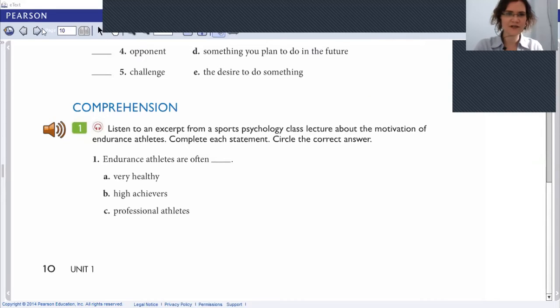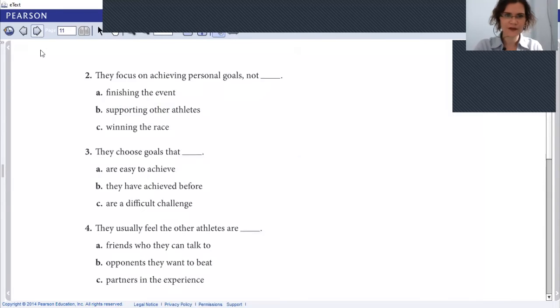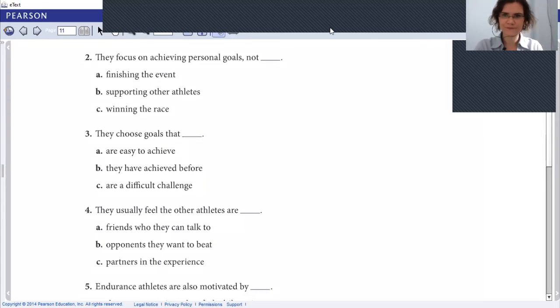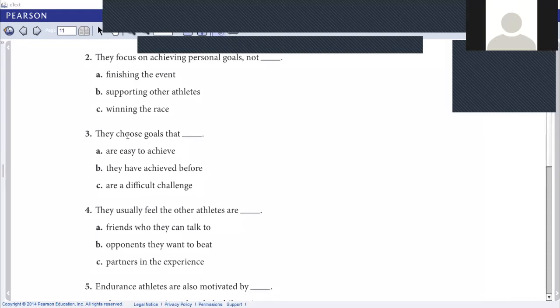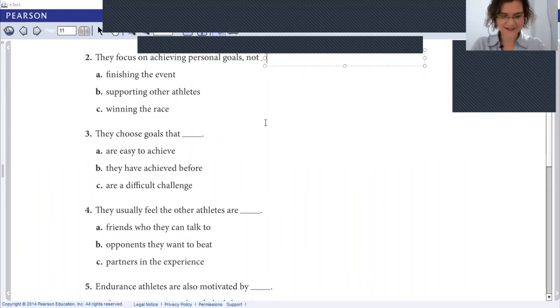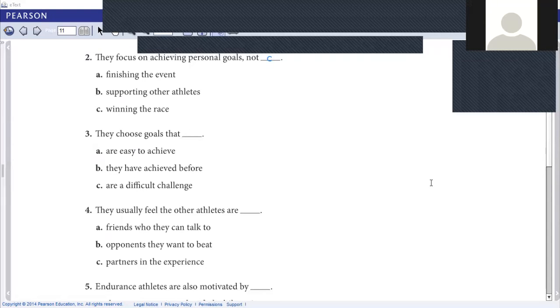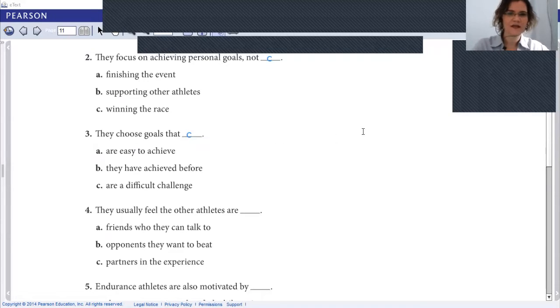Okay, now we go to the next one. Number 2, would like to try that one. It's C. Awesome. Can you type that in or not? I don't know how to do it. Okay, guys, try to figure that one out. It's nice if you can. Okay, cool. Yeah, it's C. So they focus on achieving personal goals, not winning the race. Okay, number 3. C. Okay, thank you, Shelny. 3 is C, correct. They choose goals that are a difficult challenge.